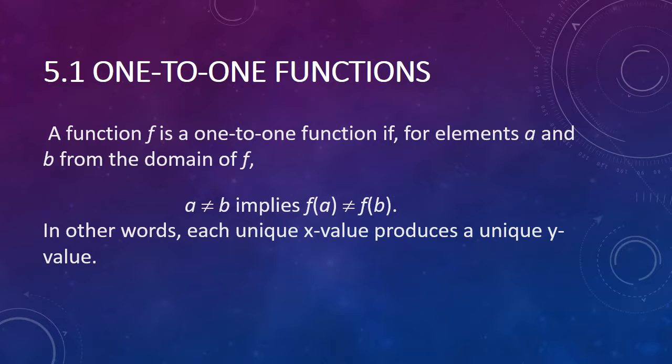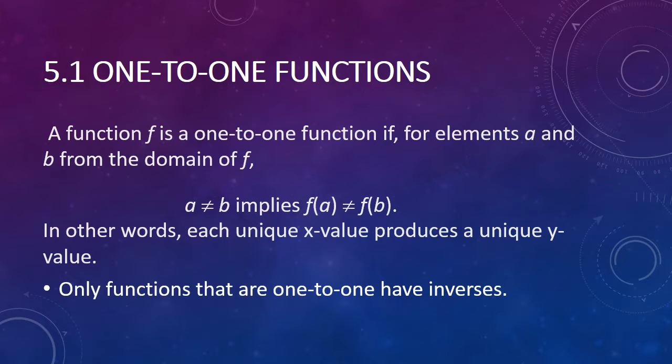A one-to-one function is one where the reverse is also true. Every x value can only have one y, and every y value can only have one x. So the function y equals x squared would not be considered one-to-one. And only the functions that are one-to-one have inverses.